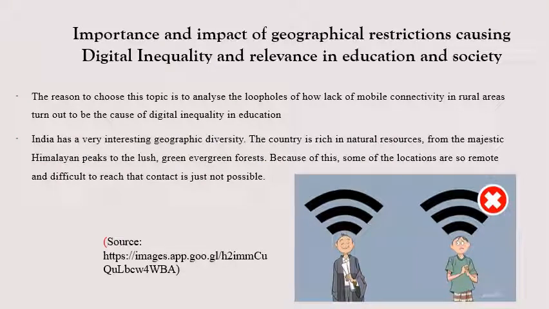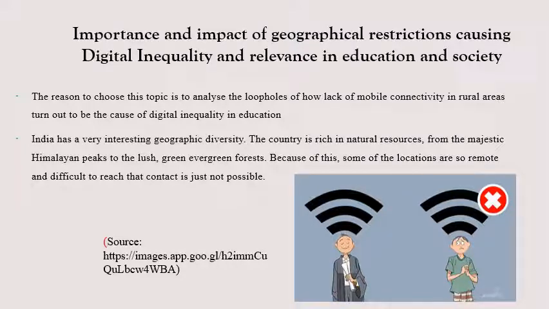Importance and impact of geographical restrictions, which is causing digital inequality. The main reason to choose this topic is to analyze the loopholes of how geographical restrictions of India turn out to be the cause of digital inequality in education. India has a very interesting geographic diversity, and because of this, some of the locations are so remote and difficult to reach that contact is just not possible.